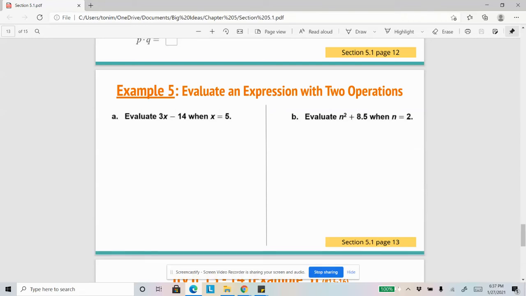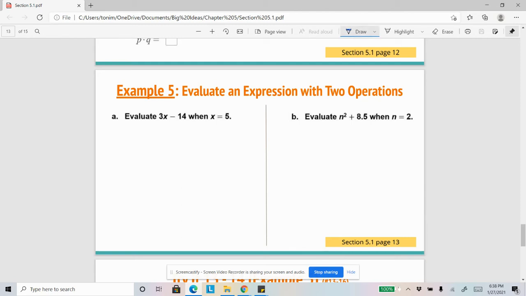Hi, everyone. So we are still on section 5.1, and yesterday we worked on examples 3 and 4, where we were substituting our variable for a number, and then we were working with one variable and with two variables. Now we're going to evaluate an expression with two different operations.